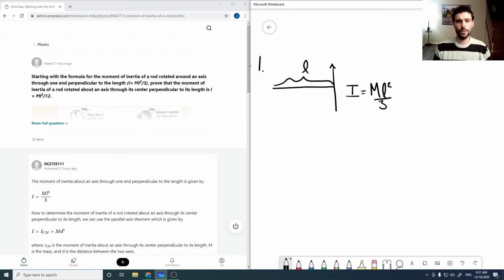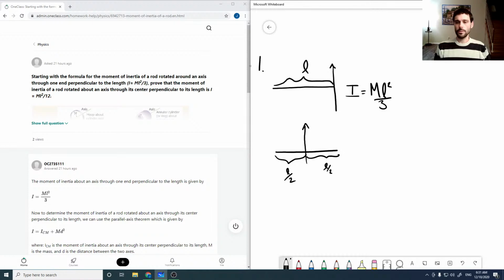And it wants us to prove that the moment of inertia about an axis perpendicular to its length but through its center. So here's a rod, and now there's the axis, where now this is at L over 2, or at the center of mass of the rod. And it wants us to prove that it's mL squared over 12.